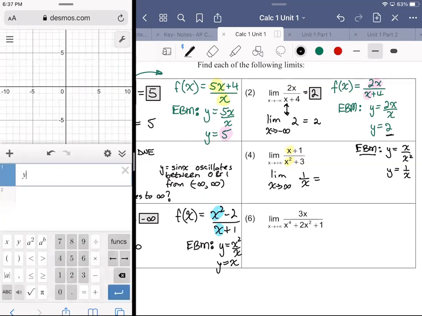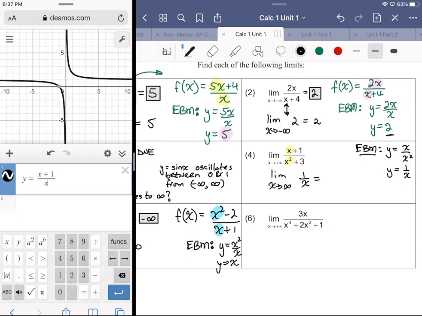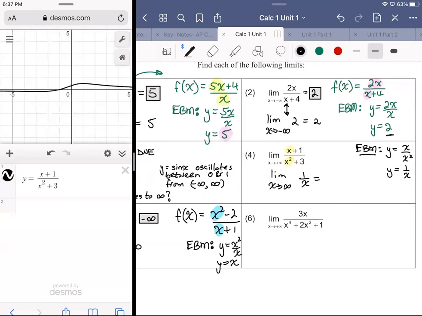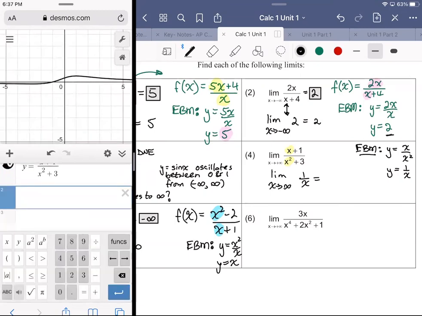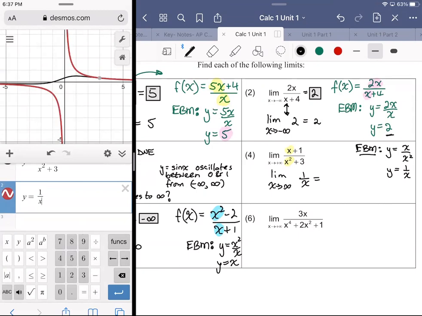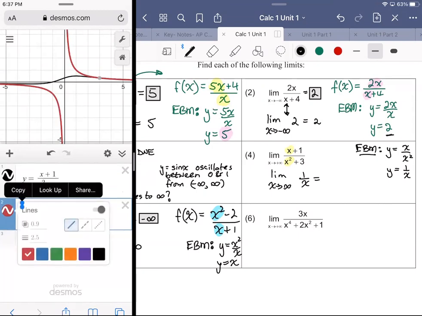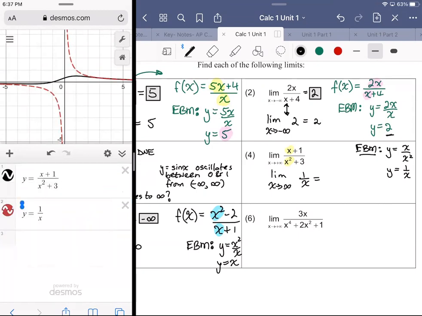But if I give you the original function y equals the fraction x plus 1 over x squared plus 3, so we've got this looking function here. It's a pretty decent looking function anyway. And y equals 1 over x. They behave much, much differently from one another. All right. They don't resemble each other at all for small values of x.